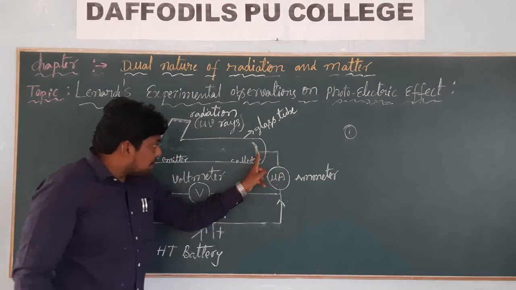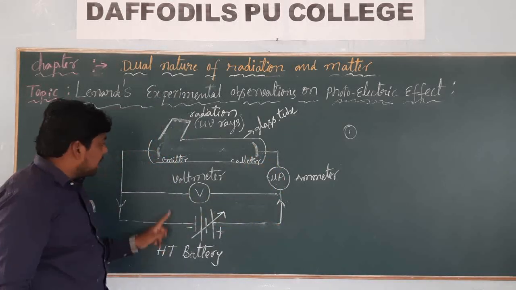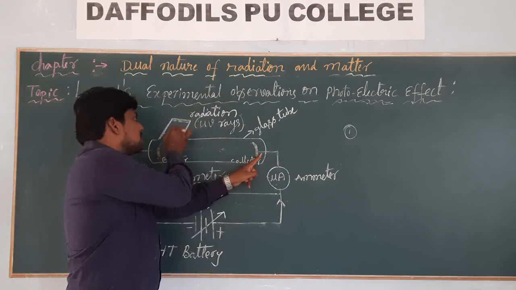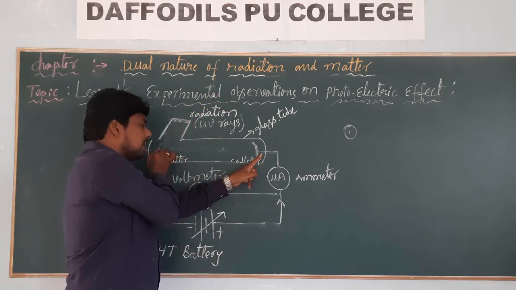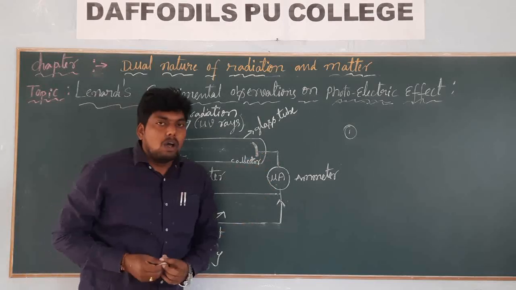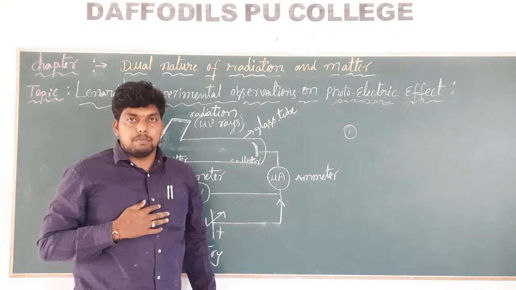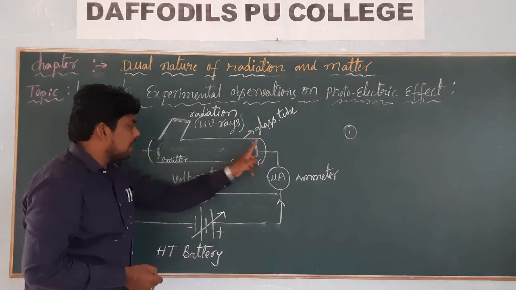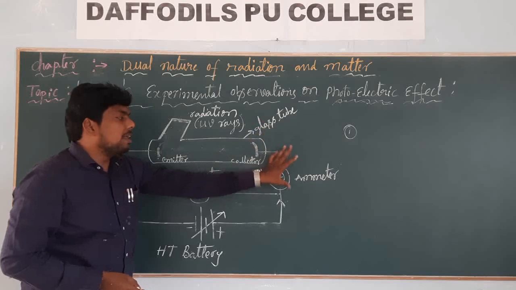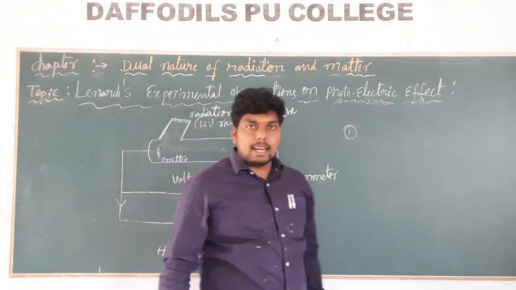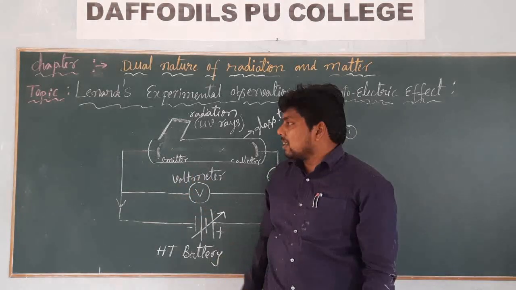Means that when the potential difference is applied across the emitter and collector, but no radiation or no UV rays are falling on the emitter plate, in that condition there is no electric current in the circuit. First point is a potential difference applied across the emitter plate and collector plate, but no electric current in the circuit. Can you say why there is no electric current even though we have connected the potential difference?